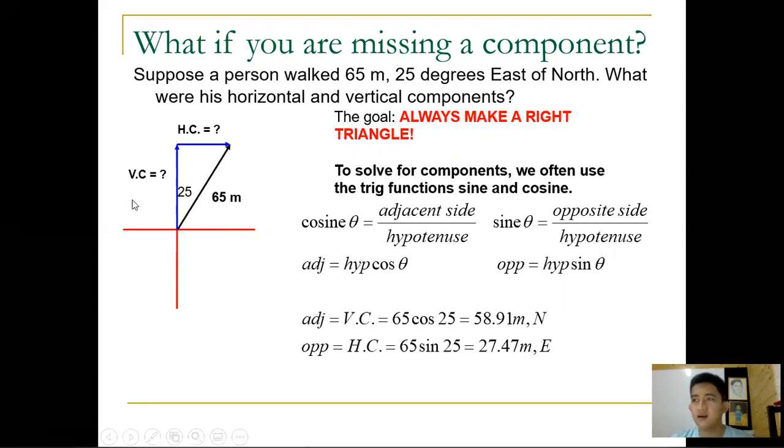So to identify the vertical component, which is the adjacent side, we multiply 65 cosine 25. Then we get 58.91 meters north. To get the opposite side or the horizontal component, we multiply 65, the hypotenuse, by sine 25, which gives us 27.47 meters east.